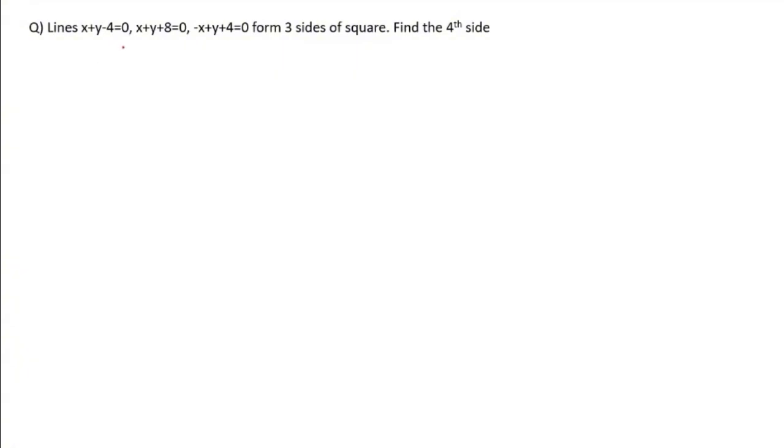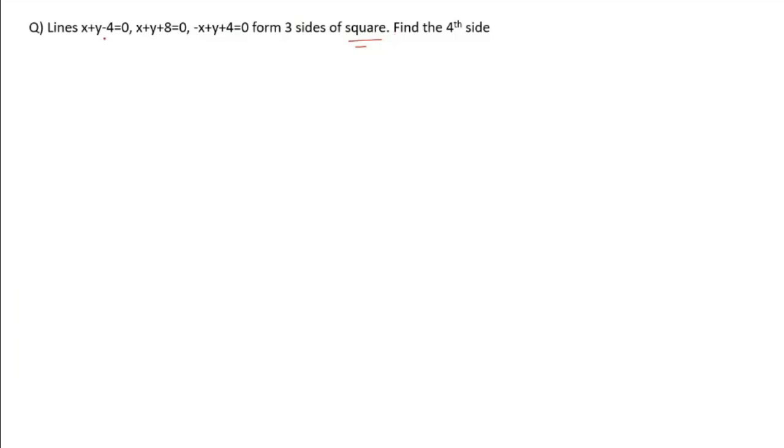Lines x + y - 4 = 0, x + y + 8 = 0, -x + y + 4 = 0 form three sides of a square, find the fourth side. Already given it's a square, right? Also, some other things are already given, but you need to find them out immediately when you see that.